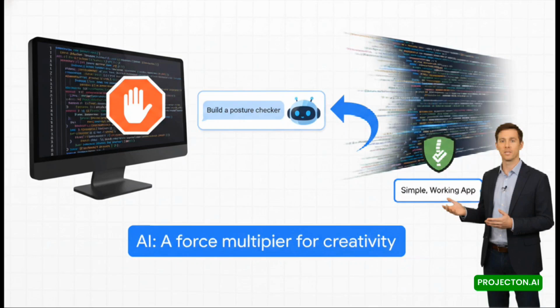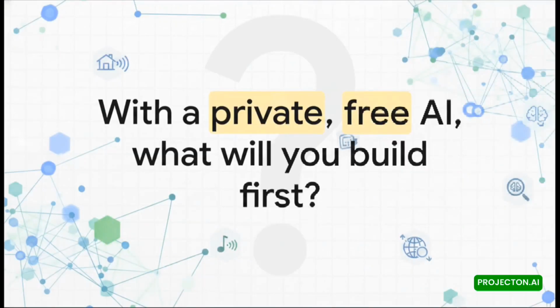To build something like that posture analyzer, you can literally just describe what you want in plain English, and the AI can help you figure out the implementation. This is just an incredible force multiplier for anyone with a good idea. So that really brings us to the final question, the one I want to leave you with. Now that you know it's possible to have a powerful AI that understands images and text, running completely privately and for free right on your own device, what will you build first?